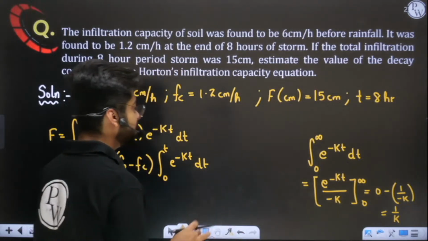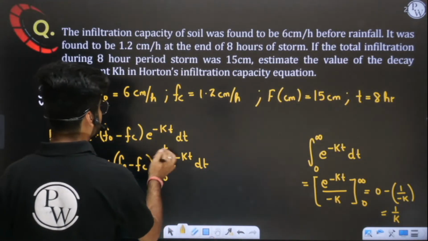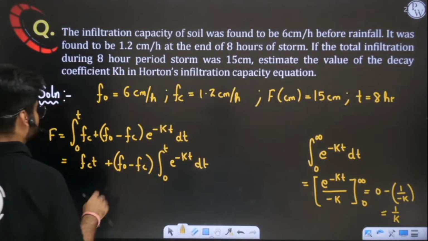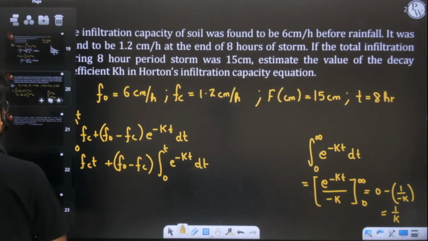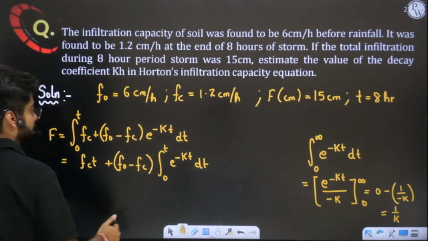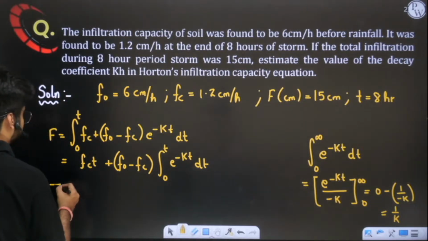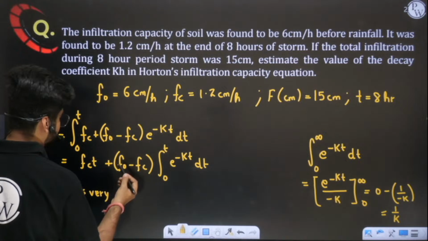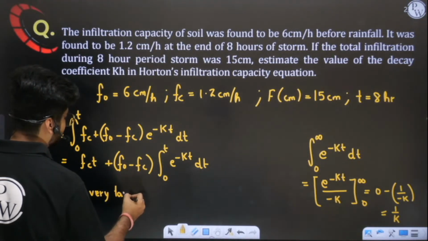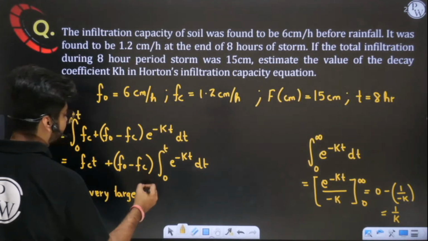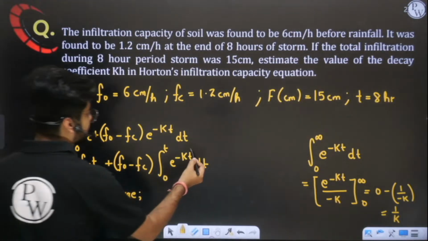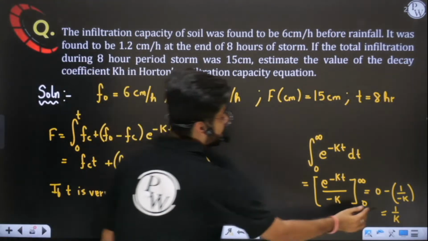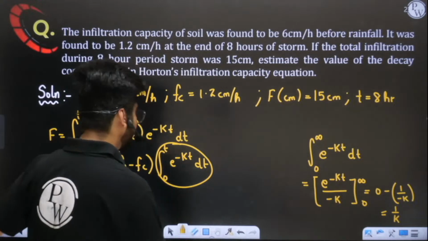So simply you need to understand, whenever this value of t is tending to be large, let us assume this value of t is going very large, or let us say it is almost tending to infinite, then in that case, what will be my formula? The value of this integration will be equal to 1 by k.